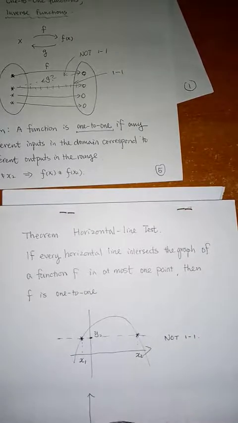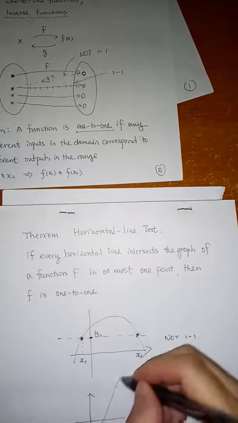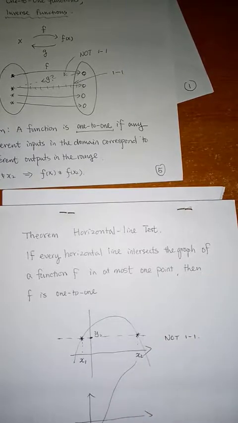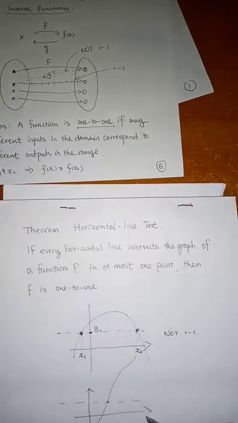And if you have something like this, I'm sorry, not up. Then for whatever horizontal line, you have at most one intersection. Possibly there's no intersection point if you get too low. Let's assume there's no intersection point. This is also possible. This is one-to-one. Okay, the horizontal line test.